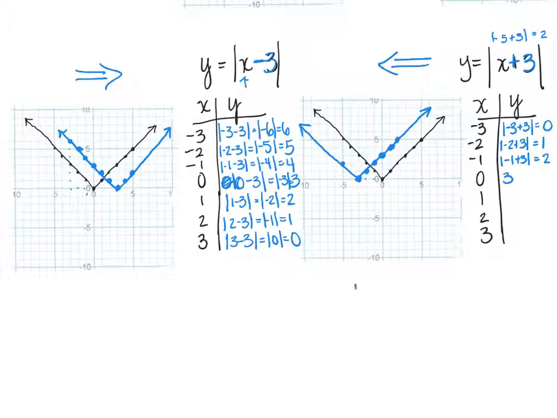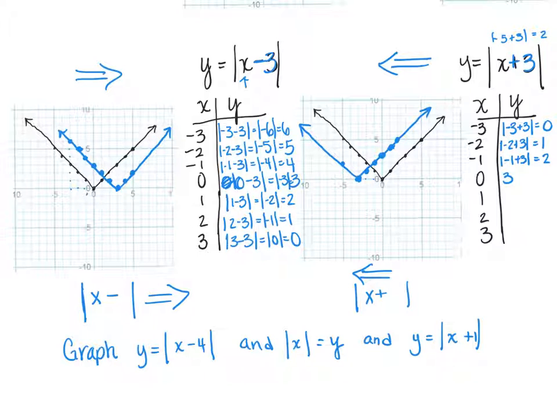So when I add something to x inside my absolute value sign, it shifts left. When I subtract something from x in my absolute value signs, it shifts my absolute value graph to the right. This is sometimes a little bit counterintuitive. Go ahead and graph these 3 equations here on the bottom, and I will see you in class.